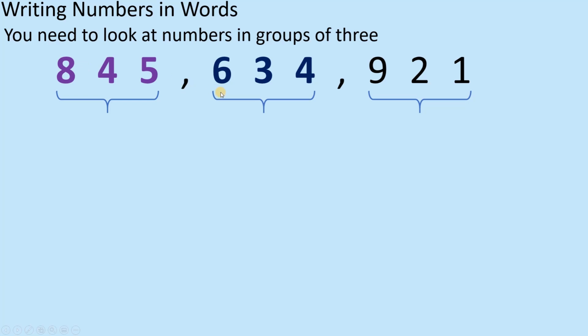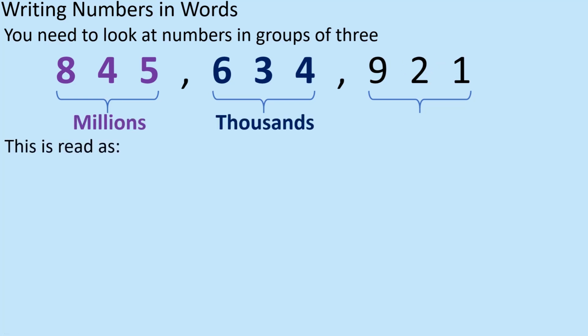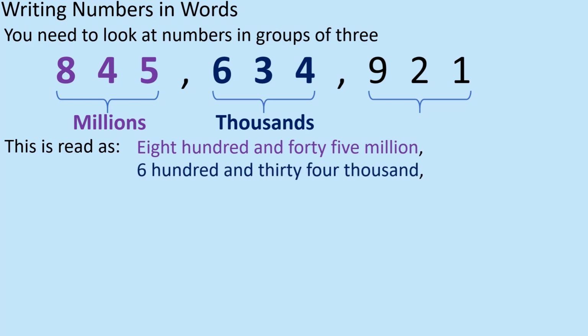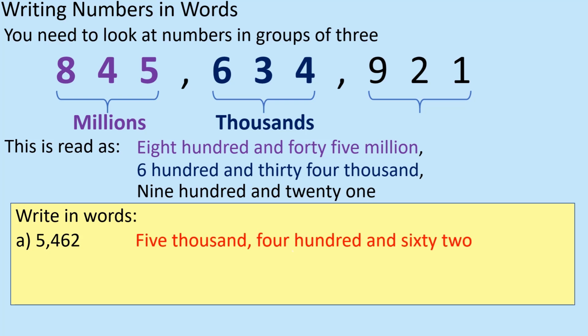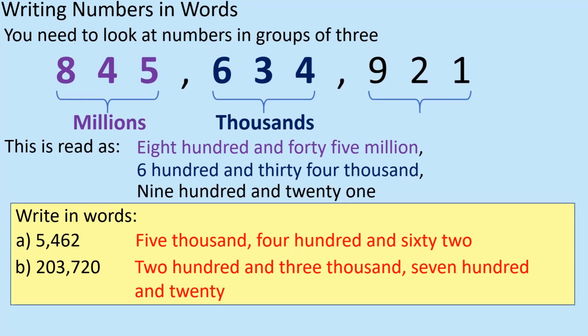Alright, so essentially that's what you've got. You've got sets of thousands, sets of millions, and then obviously you've got your 3-digit number over here. So millions, thousands, and normal. So this is read as 845 million, 634,921. Okay, so writing words, this one. So you've got 5,462. Alright. 203,720. And then finally, we're going to look at writing words in figures.